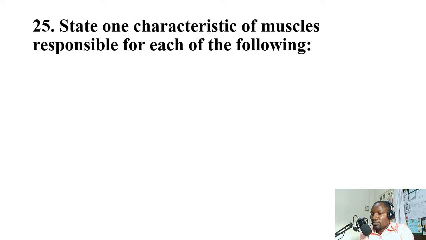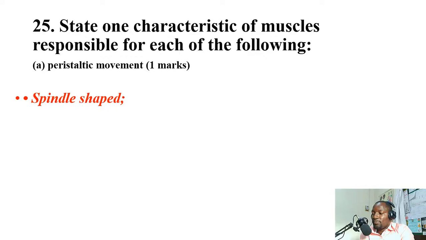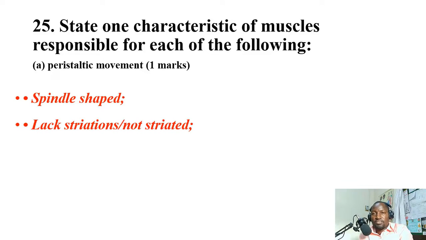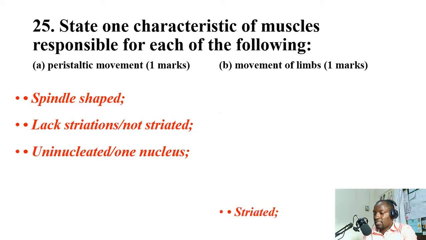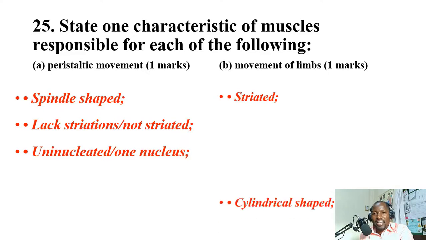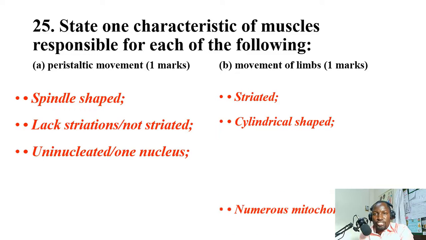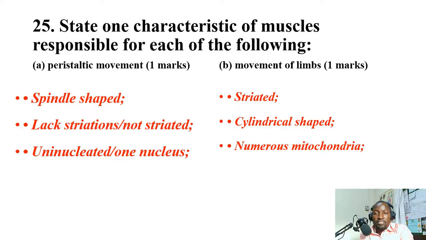State 1 characteristic of muscles responsible for each of the following. One is peristaltic movement, and this is spindle-shaped, lacking striations, they are not striated, uninucleated, that is they have one nucleus. Then the movement of the limbs, they are striated, cylindrical shaped, they have numerous mitochondria, and therefore they are also multinucleated.